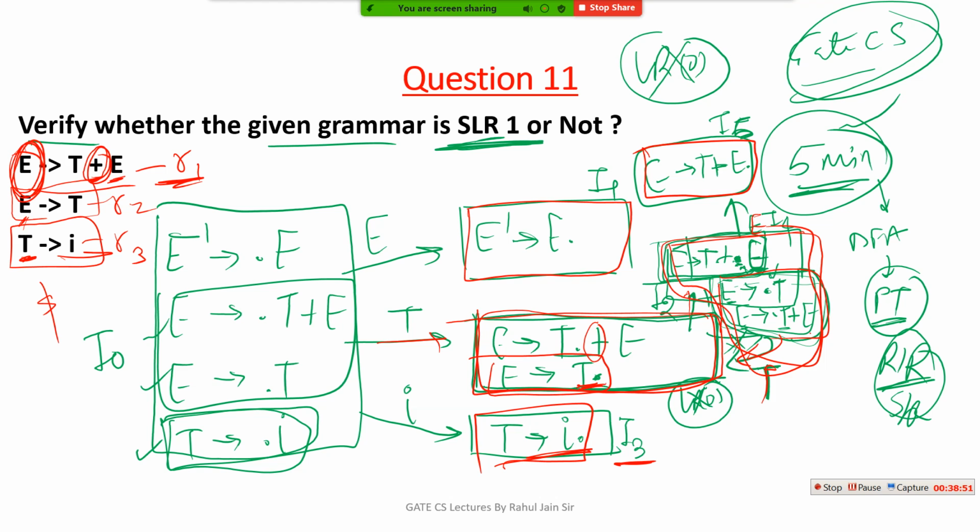Ashik, you asked me how do you prove it is not LR0. From the DFA itself it is clear it is not LR0, because here a shift action takes place in I2 and a reduce action also takes place in I2. So both shift and reduce actions take place in I2. That is why it is not LR0.